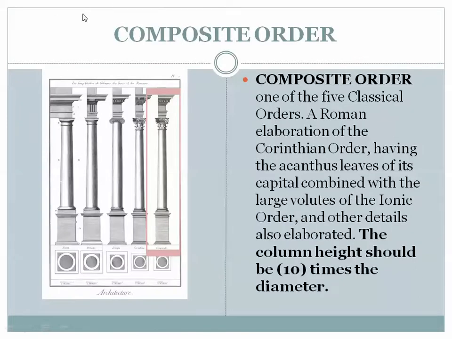Here, speaking of orders, we have the composite orders. So these are the different orders that you should take note of. Usually we are talking about the Doric, Ionic, and Corinthian.